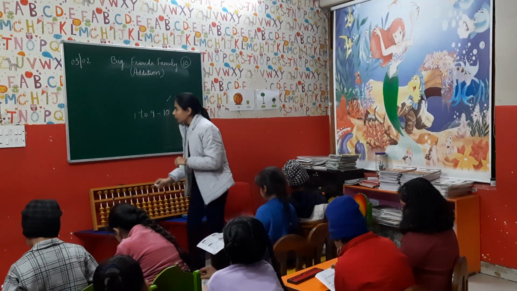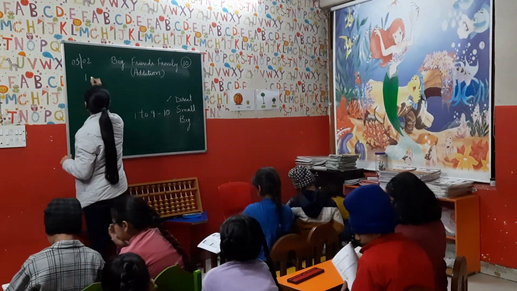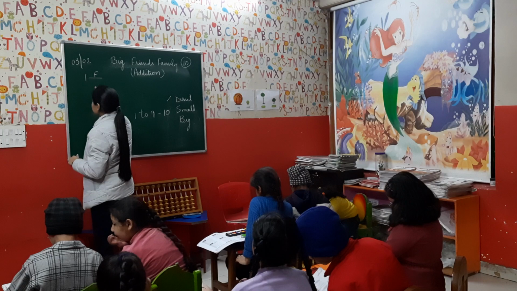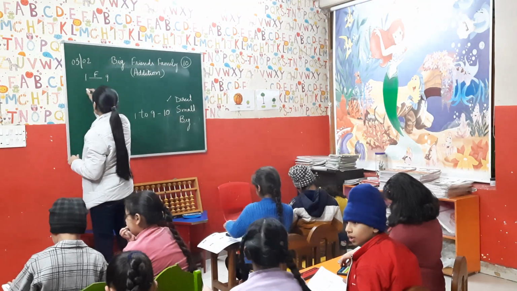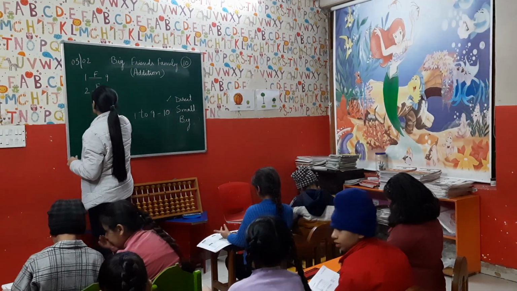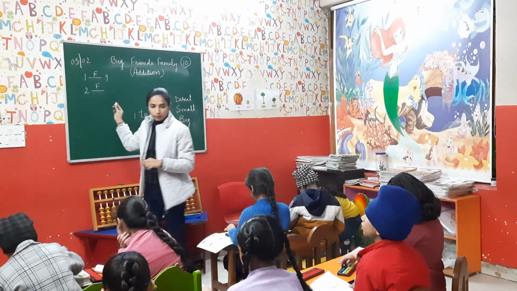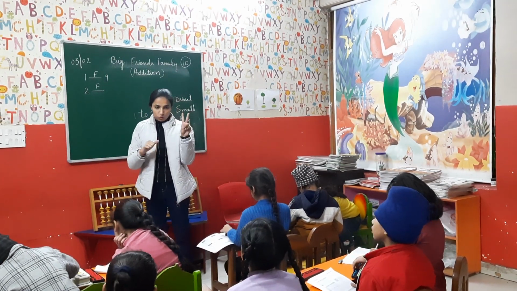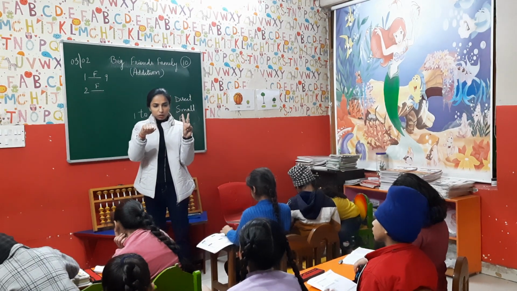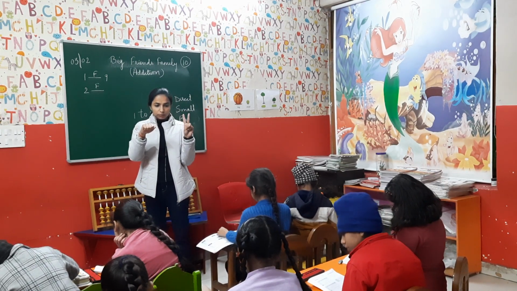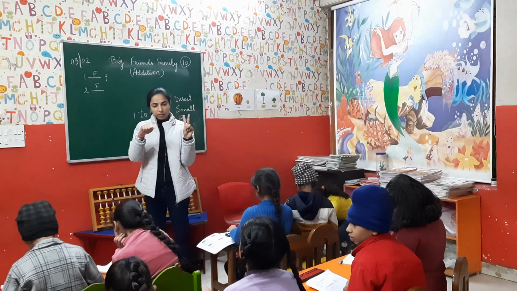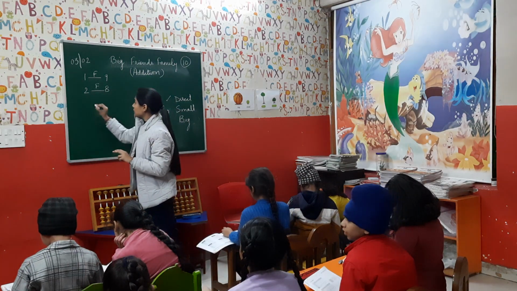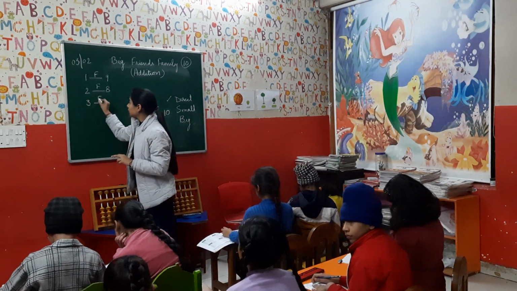Okay, now Sanvi is going to tell me the friends one by one. Sanvi, 1's friend? 9. 2's friend? You have to count the remaining closed fingers. 2 fingers are open, all the rest are closed. How many are closed? 8. So, 2's friend? 8. 3's friend? 7.